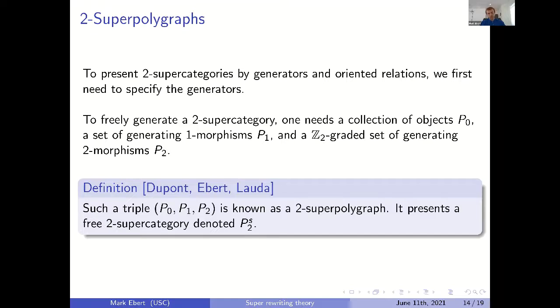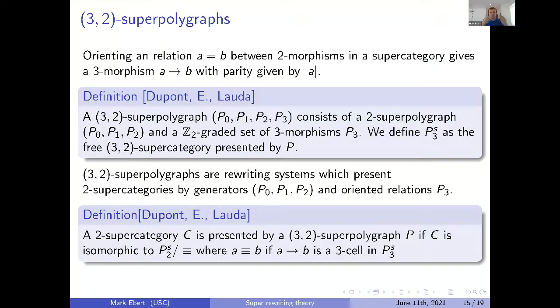Now we need to talk about relations. A relation A equals B between two morphisms, we want to orient that. And we can think about orienting an equality between two cells as a 3 cell. In particular, it's a 3 morphism with parity, and we can assign it a parity. In particular, a 3-2 superpolygraph is basically the collection where we have our generators P0, P1, P2, and our oriented relations P3.